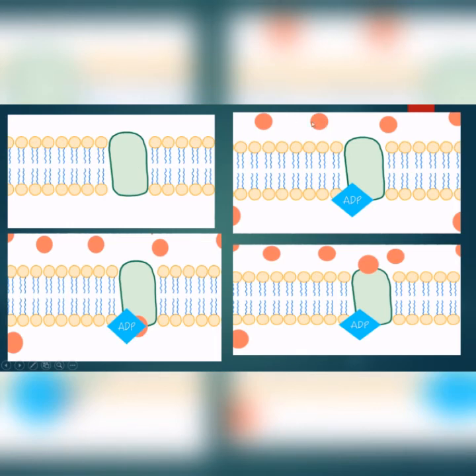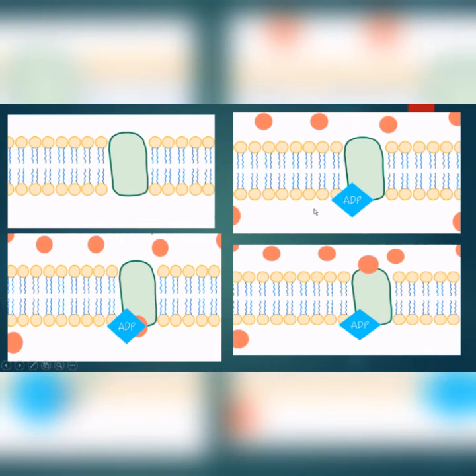Here it shows that there is a concentration gradient, but in active diffusion, the molecules move against the concentration gradient, meaning they move from the region where there's low concentration to a region of higher concentration, and it requires energy in the form of ATP.